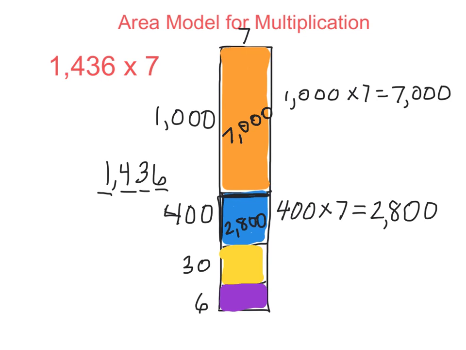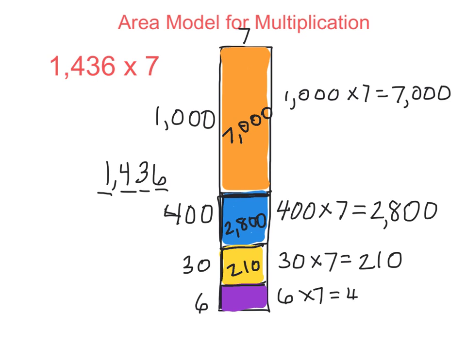Looking at the yellow rectangle, I know this again is a dimension of 30 times 7. And I can use that same strategy that I used before with the zeros. I know 3 times 7 is 21, and then I can add the 0 from the 30 onto my answer. So the area of the yellow rectangle is 210. And finally, the purple rectangle is a 6 by 7. That's one of my facts that I know. 6 times 7 is 42.